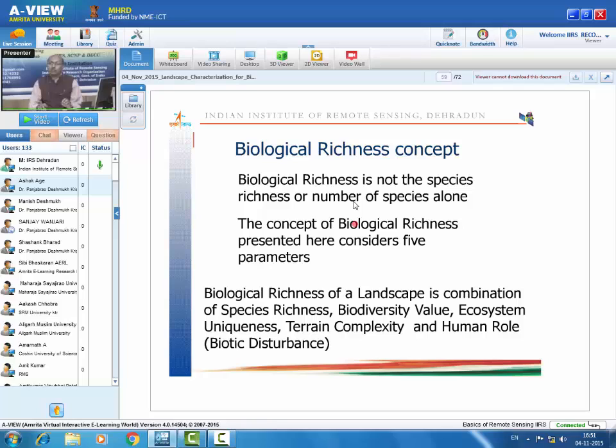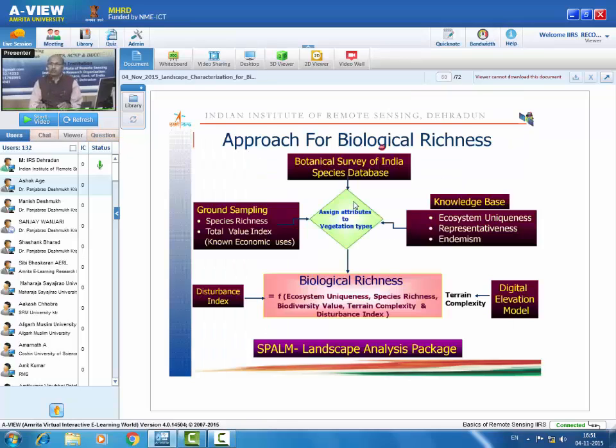So this gives you an idea of the species richness, the value of the biodiversity, and the ecosystem uniqueness, and then we try to combine it with the terrain complexity, which comes from the digital elevation model, and the human role, that is the biotic disturbance. I have already shown you the biotic disturbance map.